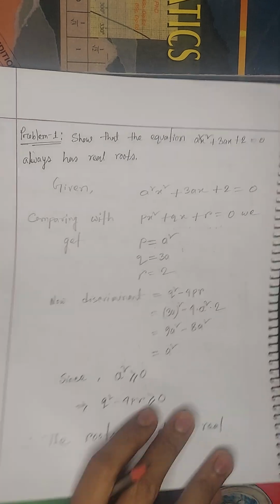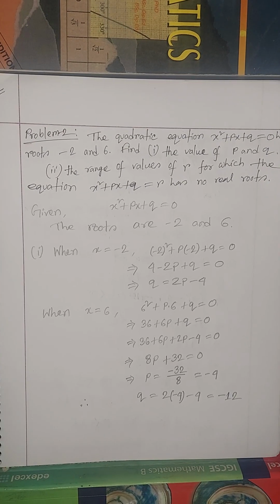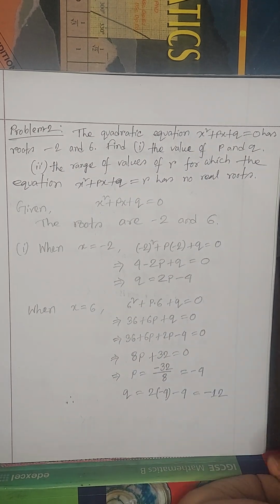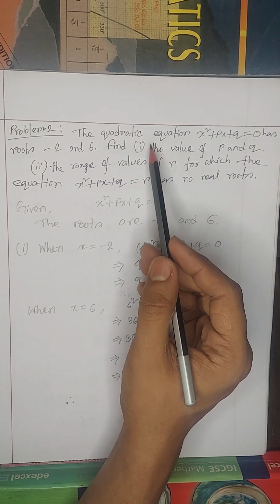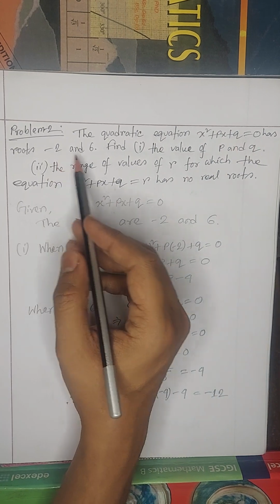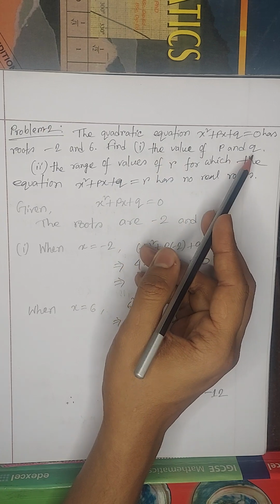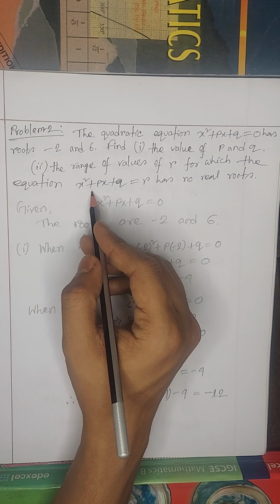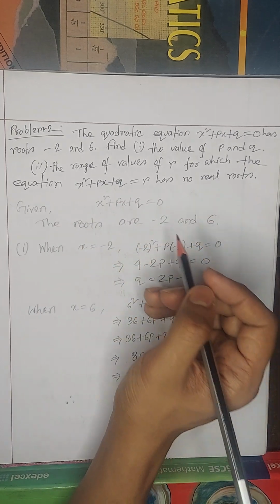Now problem 2. Here is our problem 2. It says the quadratic equation x square plus px plus q has roots minus 2 and 6. First we have to find the values of p and q, then we have to find the range of values of r for which the equation x square plus px plus q equal to r has no real roots.